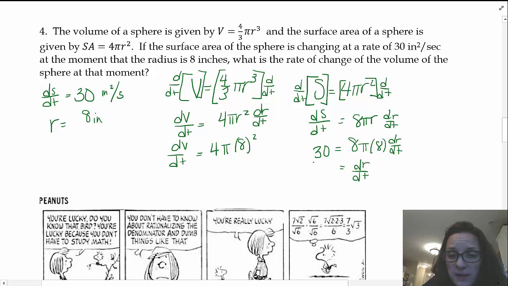So dr/dt is 30 divided by 64 pi. I'm going to substitute that in over here. And dr/dt is 30 over 64 pi.